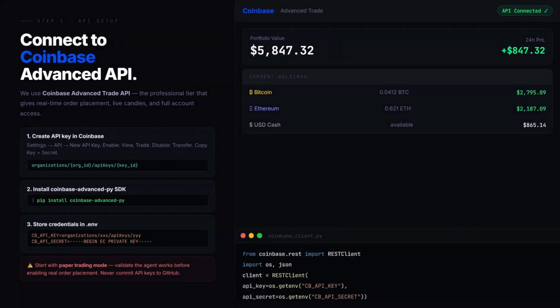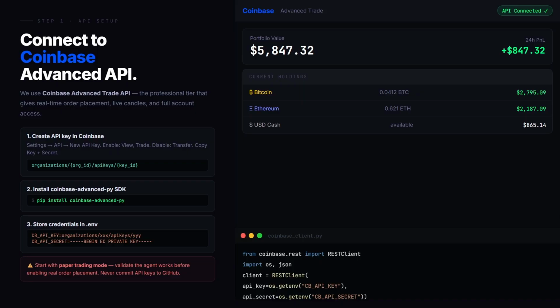Step 1. Connect to Coinbase. We use the Coinbase Advanced Trade API, the professional tier that gives us real-time order placement, live candle data, and full account access. Go to your Coinbase settings, navigate to API, and create a new key. Enable view and trade permissions. Disable transfer, we never need that. Copy the API key and the secret.